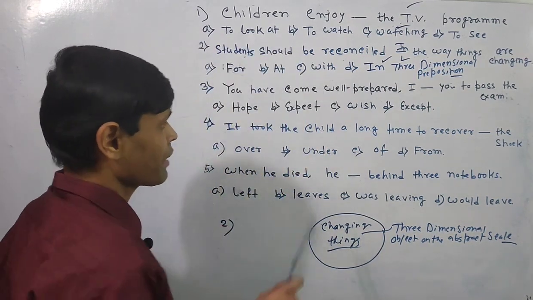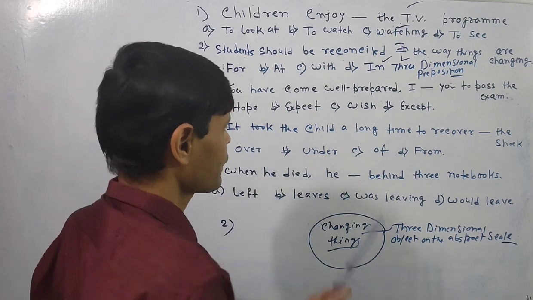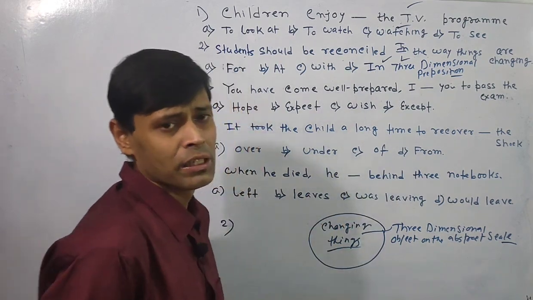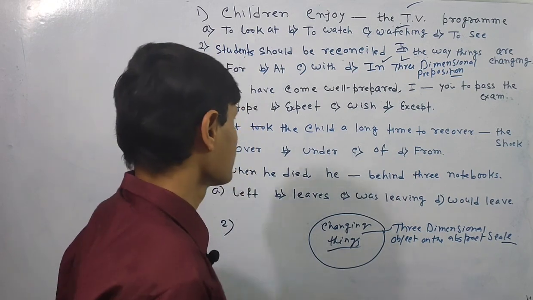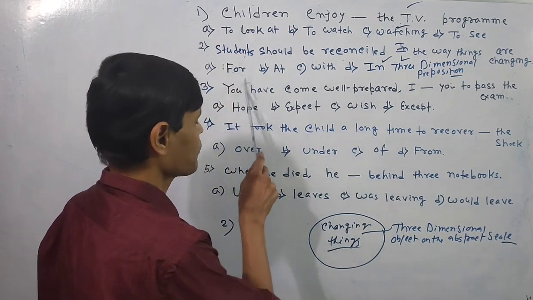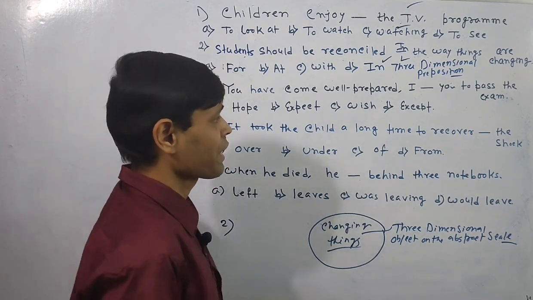The next question is saying like this: you have come well prepared. Here well prepared is functioning as a passive adjective or past participle adjective. It's a different thing. You is the subject, have is the auxiliary verb, called the perfect auxiliary verb. Come is functioning here as the main verb.